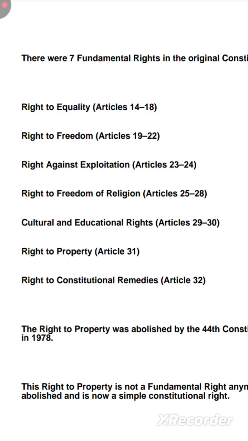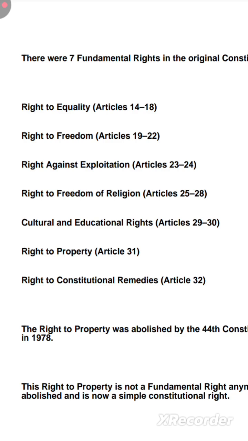We have cultural and educational rights under Article 29 and 30. That is, the minorities also get the right to establish their own educational institutions.